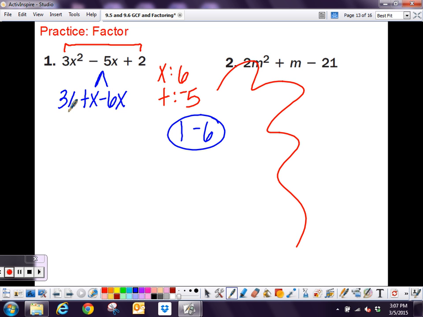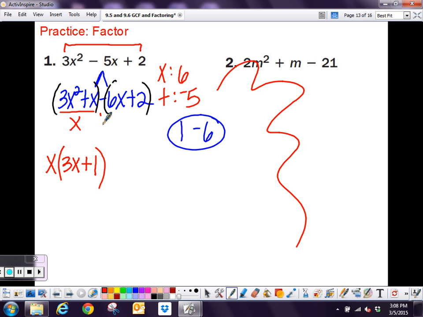I'm going to bring that first term down of 3x squared, and I'm going to bring that last term down of +2. We're going to group the first two terms together, group the last two terms together. Okay, the first group, I can take out an x. So take that x out, and I'm left with 3x plus. X divided by x is going to be 1. You have to put something there. Bring that minus sign down. And now with this second group, I can take out a 2.